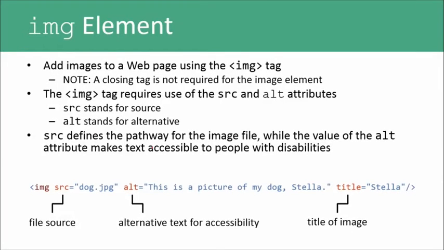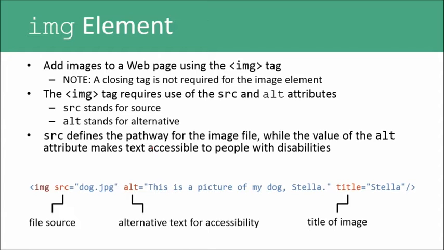All right, so let's talk about how to embed images into our web pages. We use the image tag. It's just img surrounded by our brackets. The image tag does require a source and an alt attribute. The source attribute is going to tell us where the file is located, and then the alt attribute is going to provide us with some alternative text for accessibility.